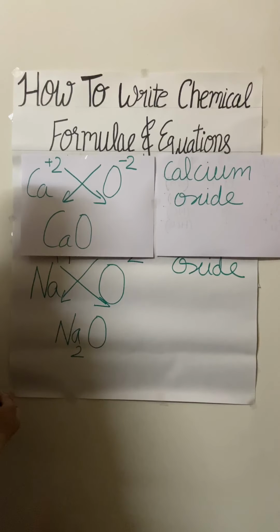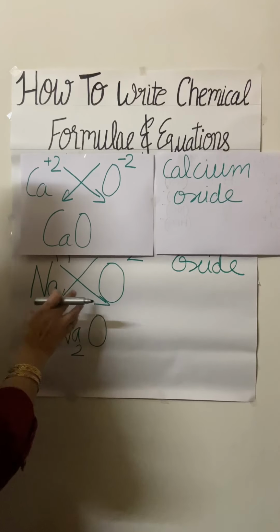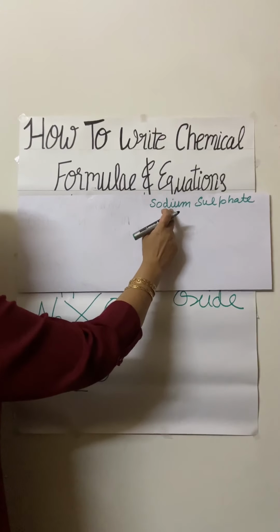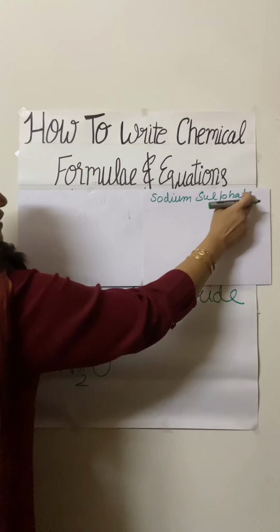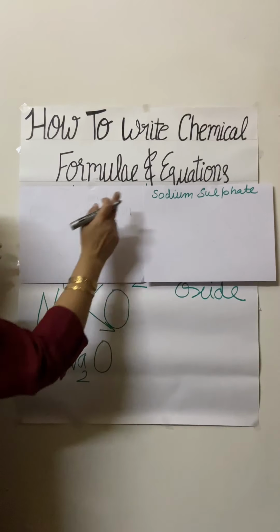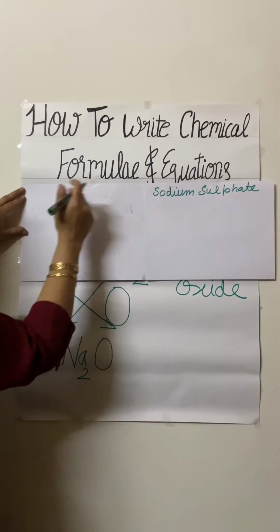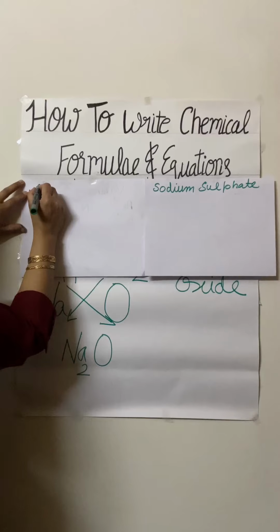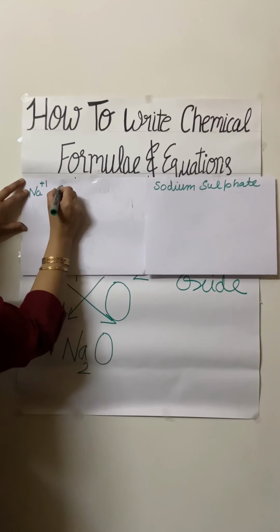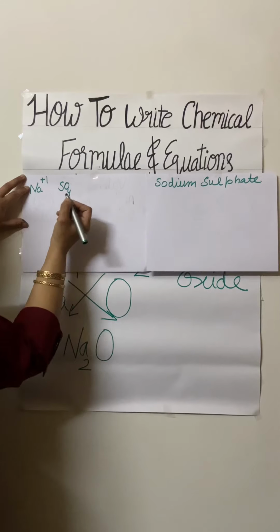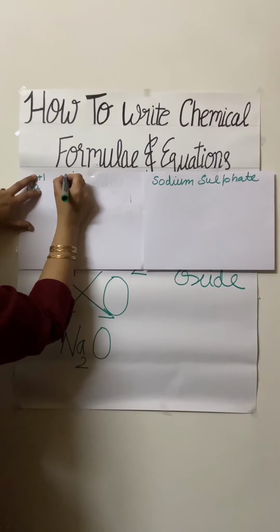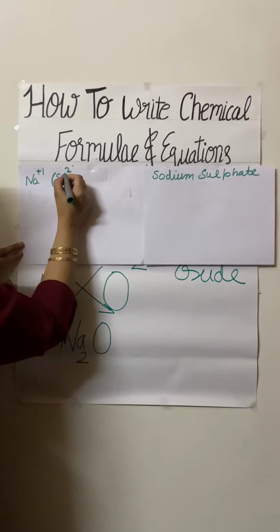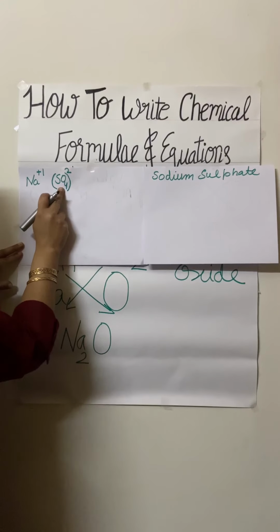Let us take one example of writing a chemical formula where a polyatomic ion is involved. Let us learn how to write the formula of sodium sulfate, where sulfate is a polyatomic ion. Let us write down the symbol for sodium. It is Na and the valency is +1. And sulfate is SO4 and the valency is 2. And remember children, I have told you that always put a bracket for the polyatomic ions.